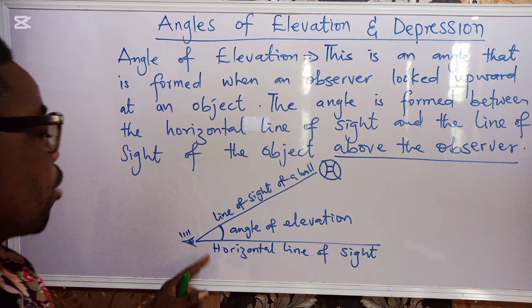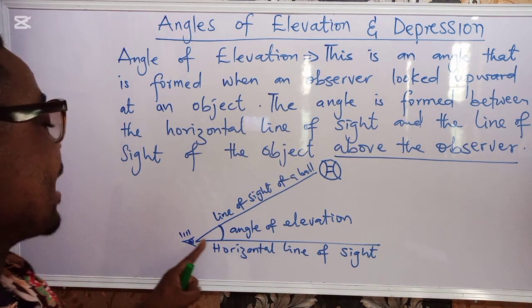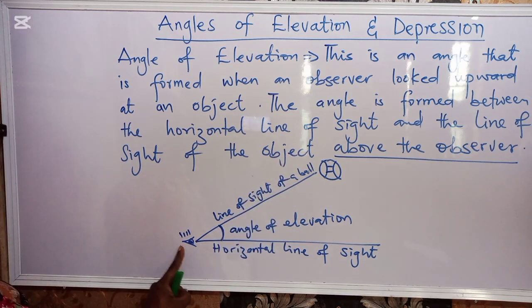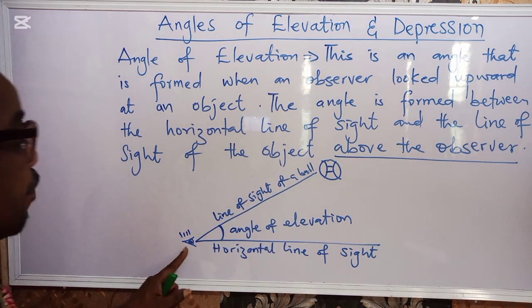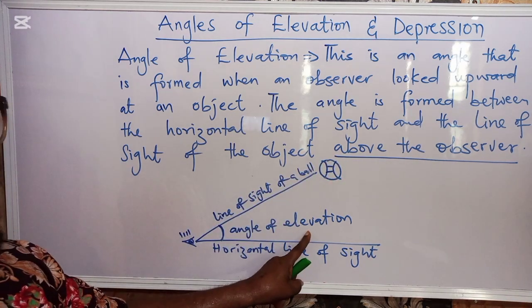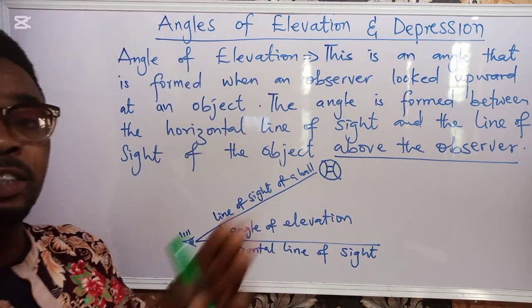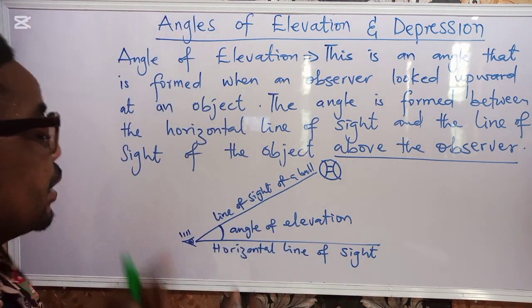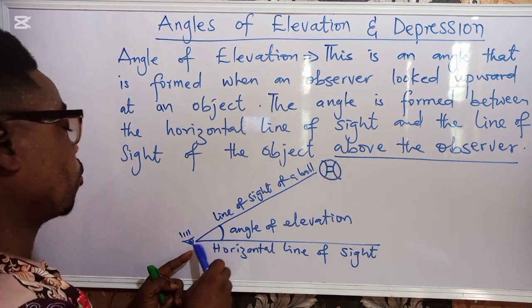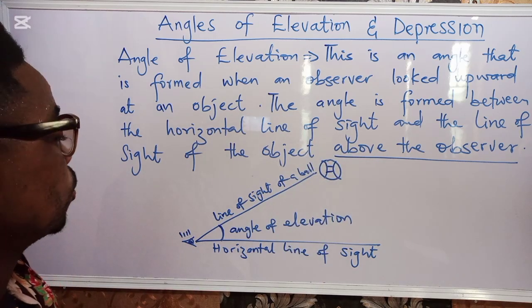Anytime an angle is formed between the horizontal line of sight and line of sight of an object above the observer. Look at the observer here. This is the observer here. And look at it. The ball is above it. So it's always elevation. You know, elevation takes you up. When you elevate, they say you have gone up. Like elevator. Elevator takes us up there. So that is elevation, line of elevation. When you look above, when you look at something that is higher than you.